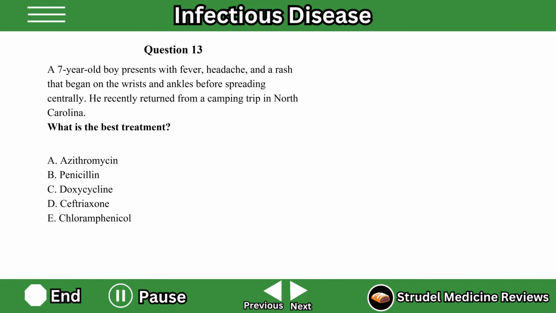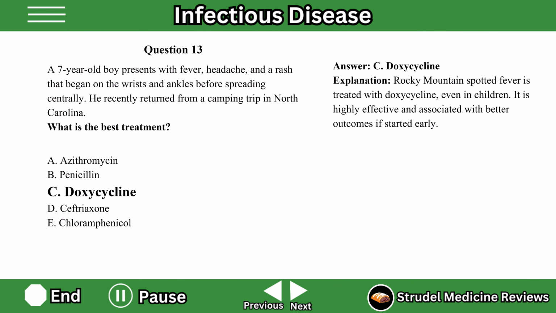So hopefully you all got this one correct, but the correct answer is C, doxycycline. Almost all tick-borne illnesses are treated with doxycycline. In this case in particular, with the fever, headache, and rash after going on a camping trip in North Carolina, and he probably also presented with thrombocytopenia and possibly some petechiae, is an example of Rocky Mountain spotted fever. Doxycycline would be your treatment of choice, but Rocky Mountain spotted fever can be fatal, so you really want to recognize this early.